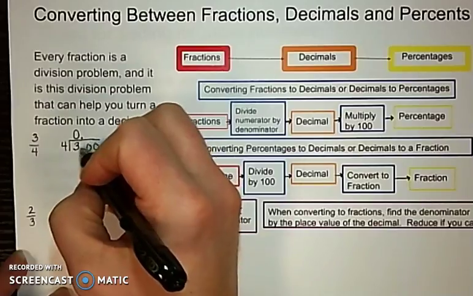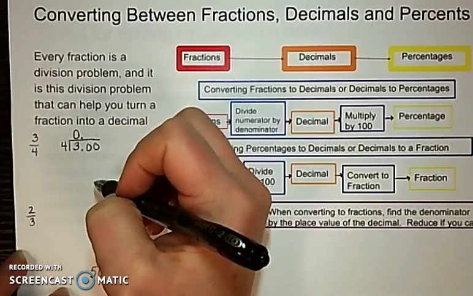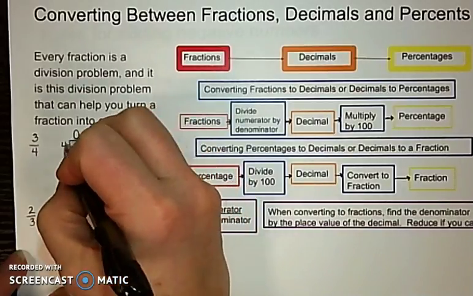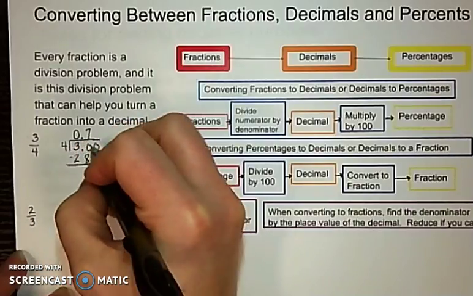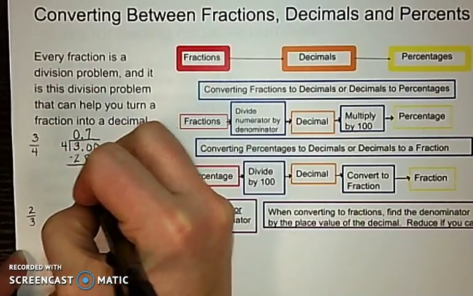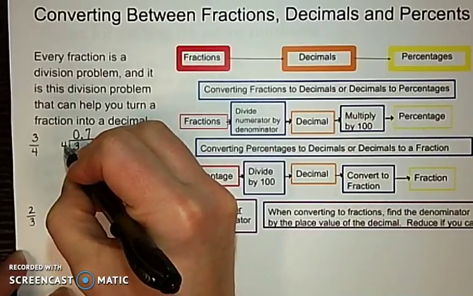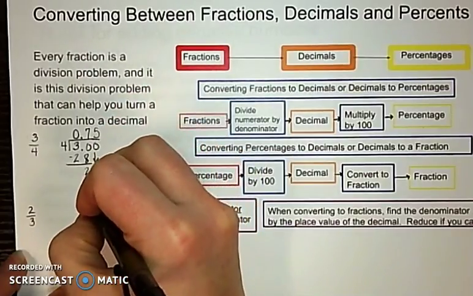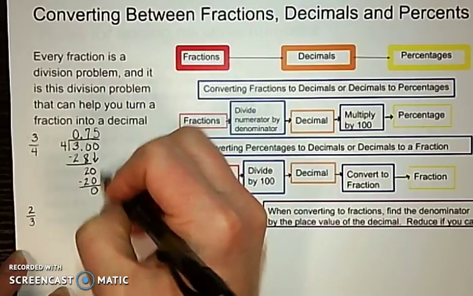Then I ask myself how many 4s can I get into 30, or how many times can 30 be divided by 4? And that is 7 times. 7 times 4 is 28. 30 minus 28 is 2. And then I bring down the 0. Then I ask myself again, how many times can 4 go into 20? Well, that's 5. 5 times 4 is 20. I subtract. I have nothing remaining, so I don't need to add any zeros.